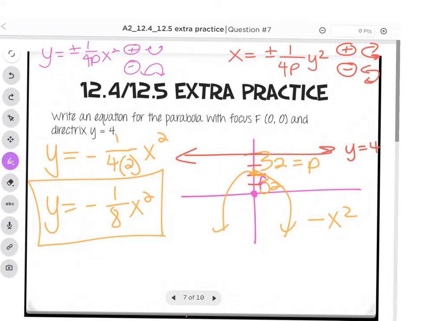So from the information they give you, you've got to figure out which direction it faces, and then figure out what the p-value is. Depending on what direction it faces is how you'll write your equation, plug the p in, and then simplify it.